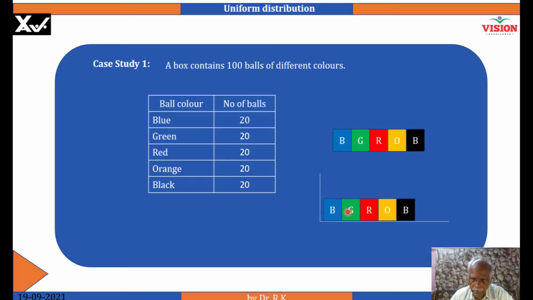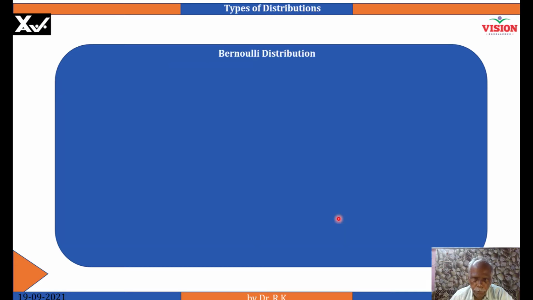And if I plot it, it is like this. Please note the height is the same for all because it is 20 by 100, 0.2 for all the colors. And this is called uniform distribution. Now we'll see Bernoulli distribution.